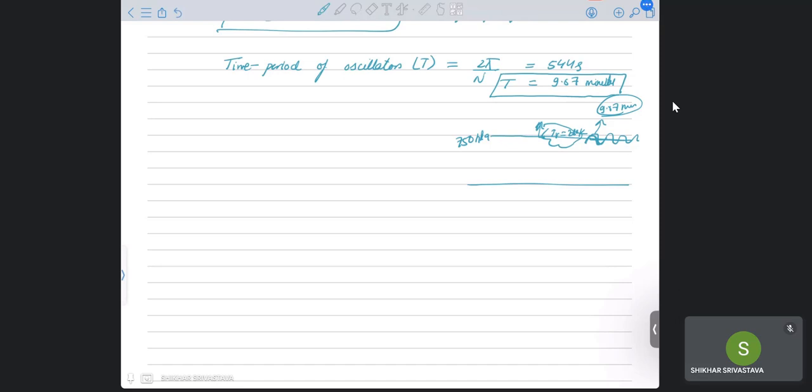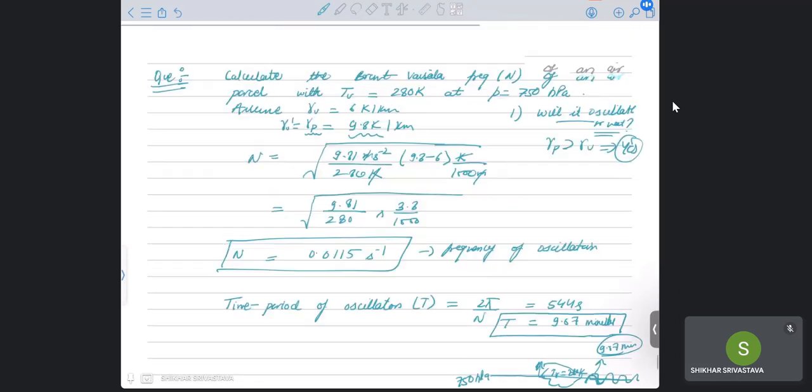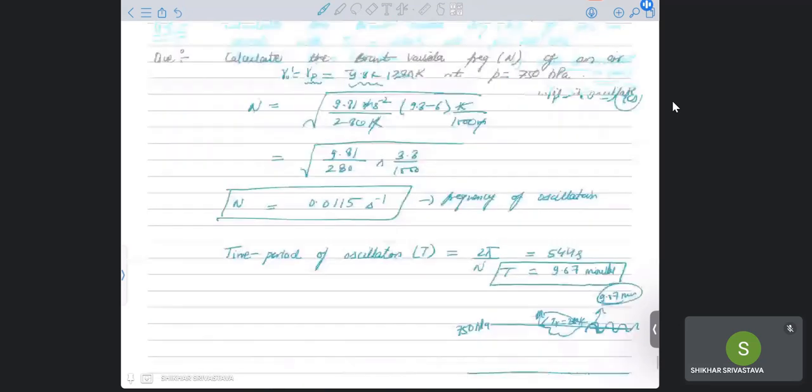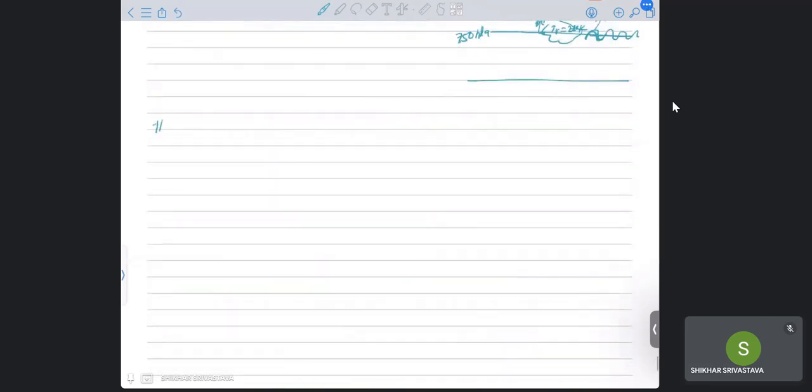Now, this is one way of writing the Brunt-Väisälä frequency. There is another way of writing it. Second form: the Brunt-Väisälä frequency in terms of potential temperature.